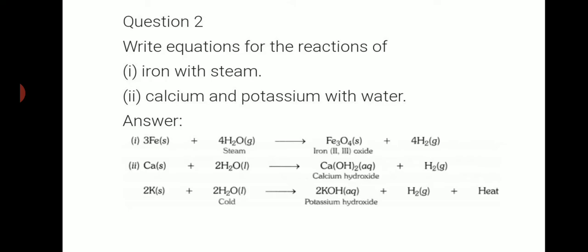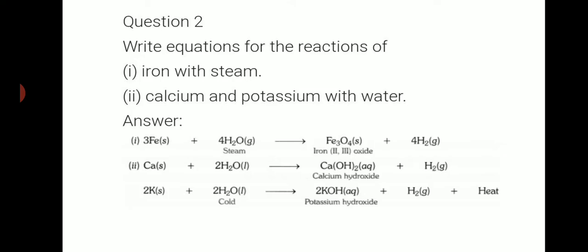Clear? The next one is calcium with water. Since calcium is reactive with water, it forms calcium hydroxide, and it is an aqueous solution. Okay, it is a solution, in liquid form. Along with this calcium hydroxide, it liberates hydrogen gas. So these are exothermic reactions, calcium with water and potassium with water.